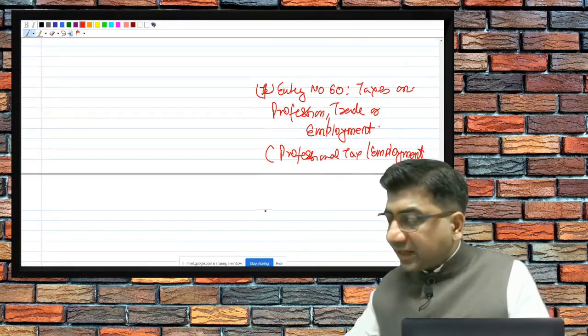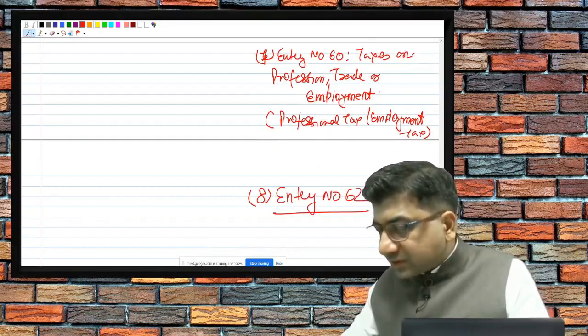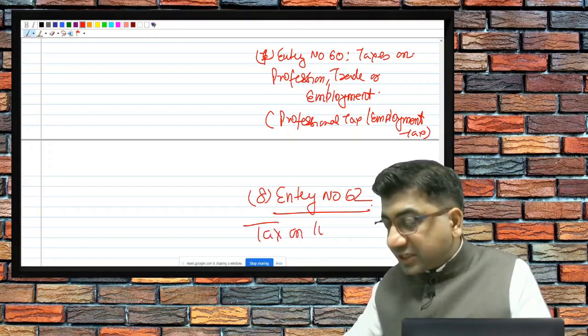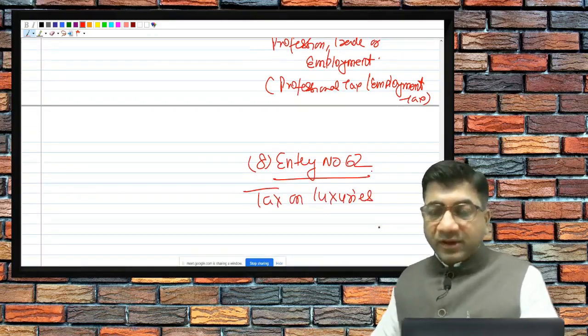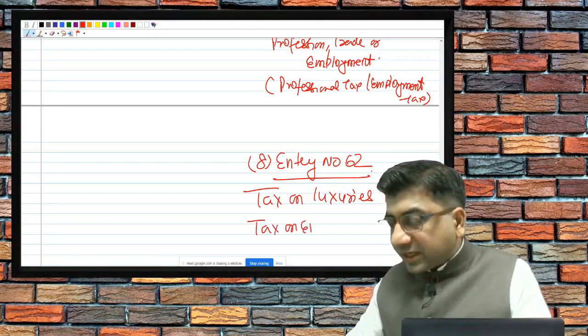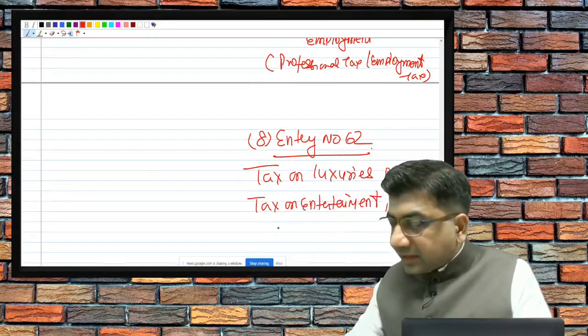And last but not the least, entry number 62. This is the 8th entry. This is tax on luxuries. Luxury tax was levied on hotel stays when you used to travel. Luxuries tax, including tax on entertainment. This was entertainment tax when you used to watch movies in a movie hall. Now we don't have any possibility. Amusement.